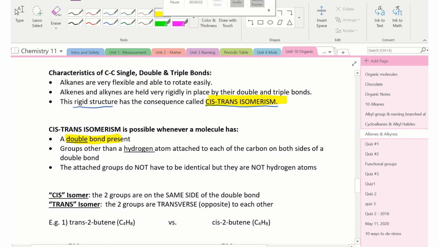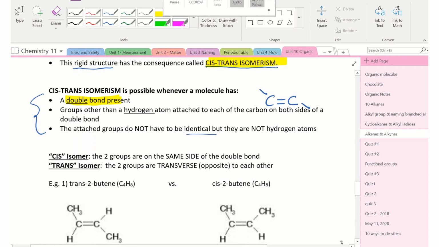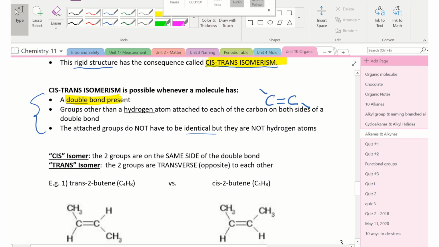So between the two carbons where the double bond happens, there will be other groups attached to either side. And the third point here is the attached groups. They do not have to be identical, but they are not hydrogen atoms. Okay, so I'll show you what I mean by this by showing you examples down below.